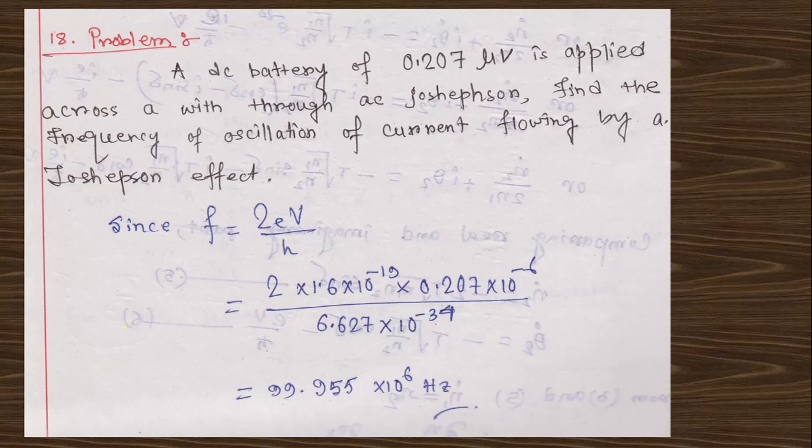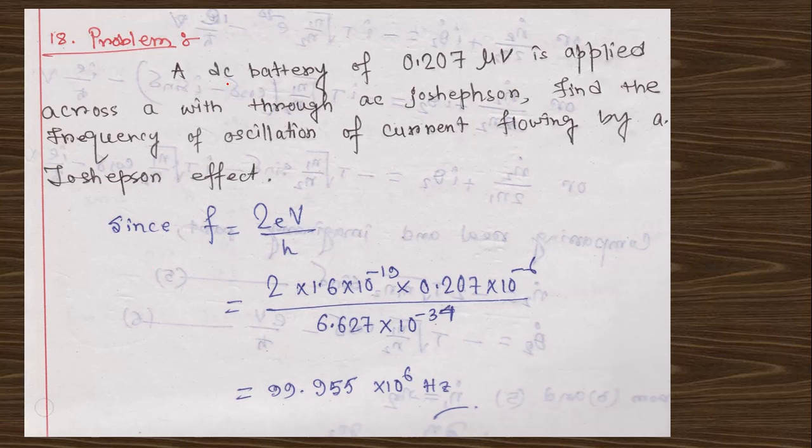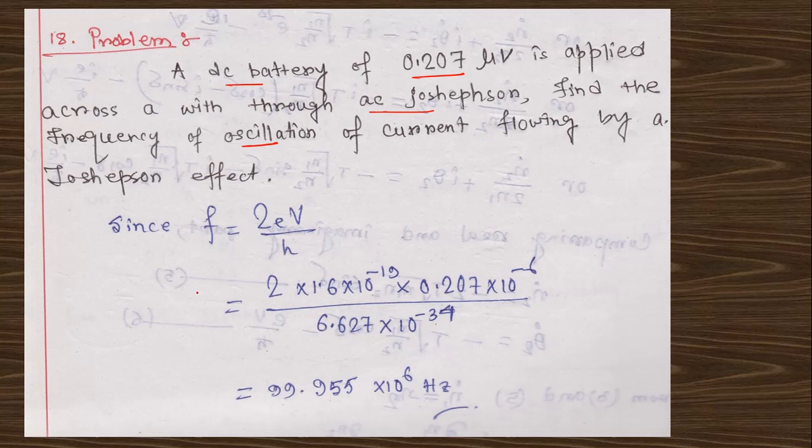There is a problem you can solve, just go through this question. A DC battery is applied across a Josephson junction. Since a DC battery is applied, the AC Josephson effect occurs. Find the frequency of oscillation. Just put the relation, f is nothing but 2eV by h, and you get the value like that. Very simple.